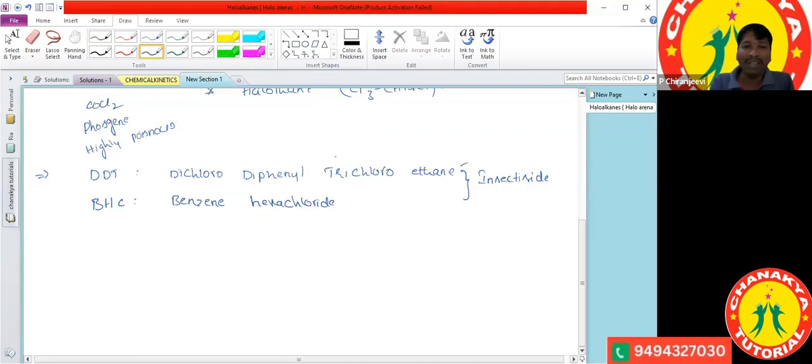And benzene hexachloride, nowadays also we are using at homes. For which purpose? To kill the ants. Generally we call it Gammaxane. One white color powder will be there.